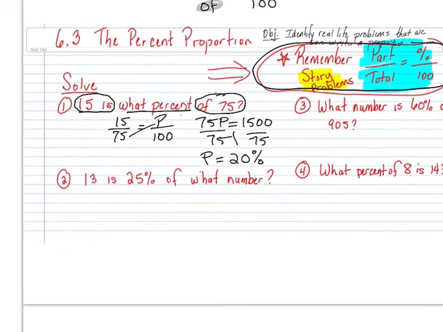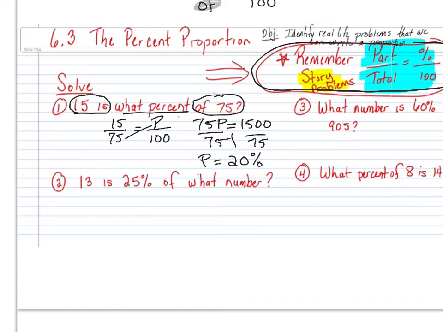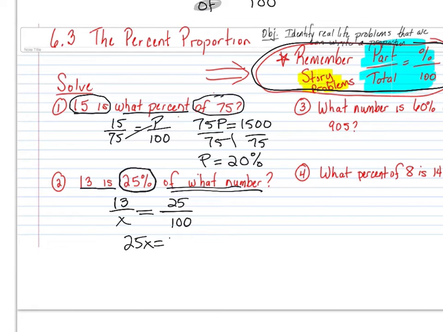Look at number 2. It says 13 is 25% of what number? Well, see how 25% has the percent sign? So I'm going to put 25 over 100. And look at 13 is sitting right next to is, so I put 13 over, and it says of what number? We don't know what of is. Call that x. So we cross multiply, we get 25x equals 1,300. Divide both sides by 25. And we get x is equal to 52. No percent sign is needed because it's not asking for a percent.